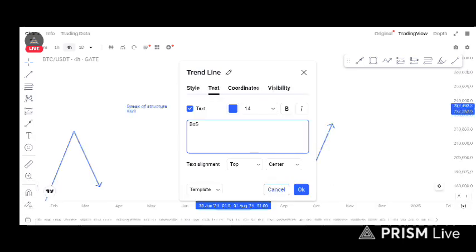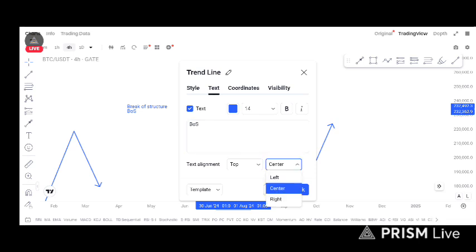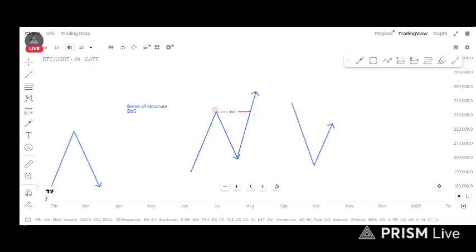Okay, let's make it center middle. Let's reduce it first. Let's do it like this. Okay, so this is now a break of structure.